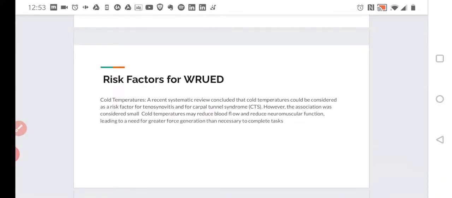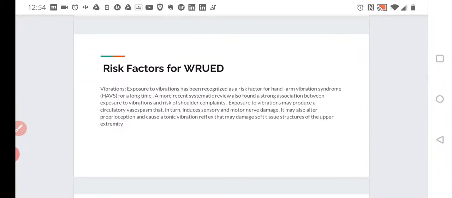Cold temperature. Also, cold temperature, according to the scientists, is related to increased risk of work-related upper extremity diseases.